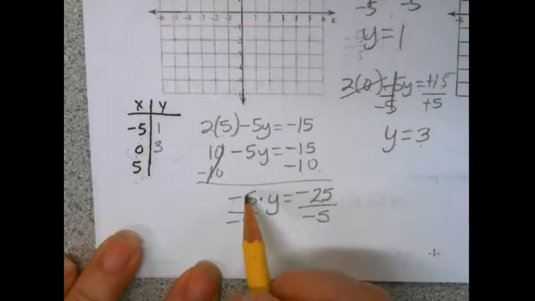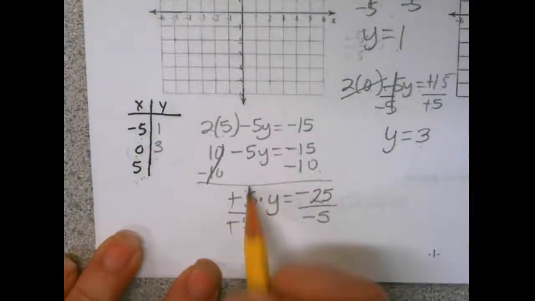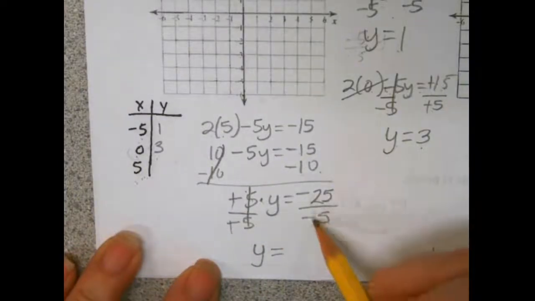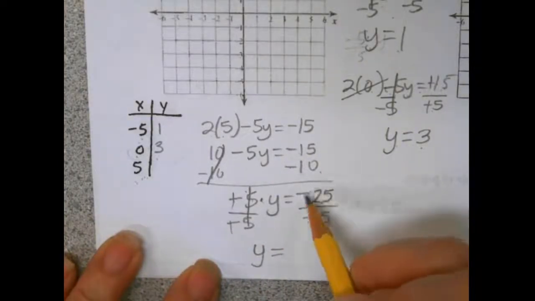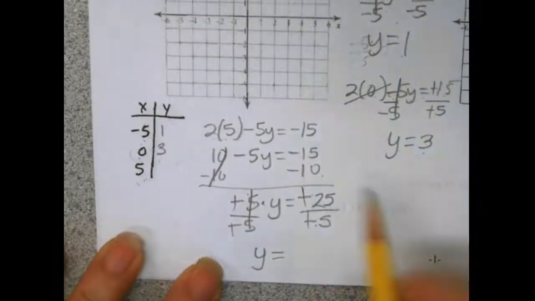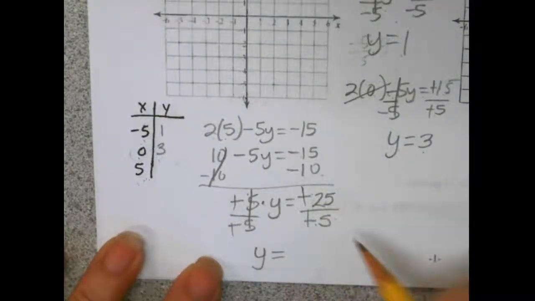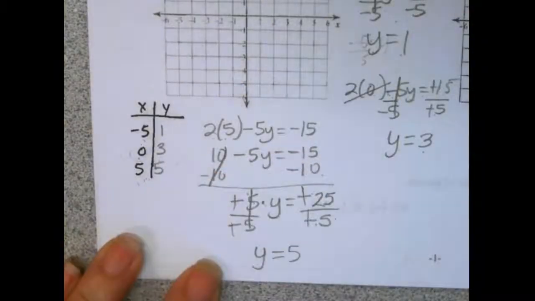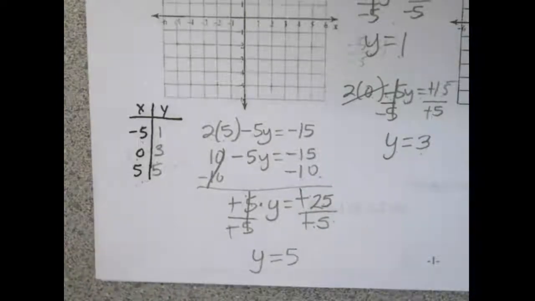This becomes what? Positive, positive becomes 1. 1y, 1 is shy. We like to let them hide. Again, negative by negative, right? So this becomes positive, positive. What is 25 divided by 5? 5. Because they're both negatives. 2 negatives become a positive.